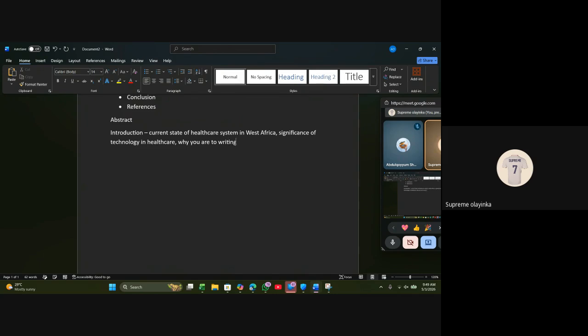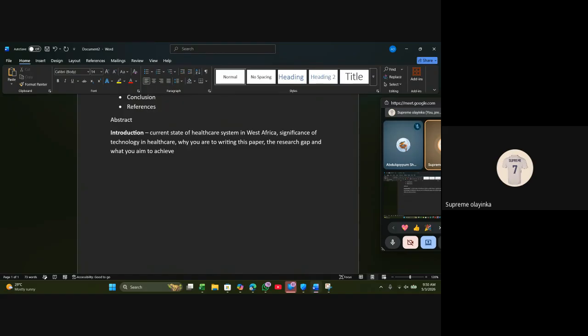Why you are writing this, the research gap, and what you aim to achieve. Okay, so these are the things you write in your introduction, but we would dig deeper when we are doing introduction as a topic. So today we are just trying to look at it on the surface level.